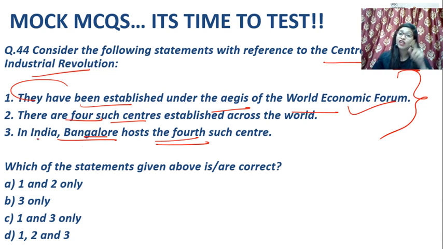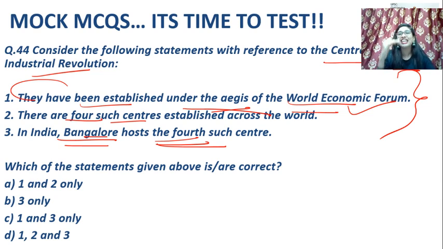See, I even gave a clue to you people. Look at the third statement. I even gave a clue saying, is it Bangalore that hosts the 4th such center? So that was a very easy clue to understand that no, it was not Bengaluru. Because this particular industrial revolution, they are coming under the aegis of your World Economic Forum. So the chances of the 4th such center being hosted by Bengaluru in India are less, right?